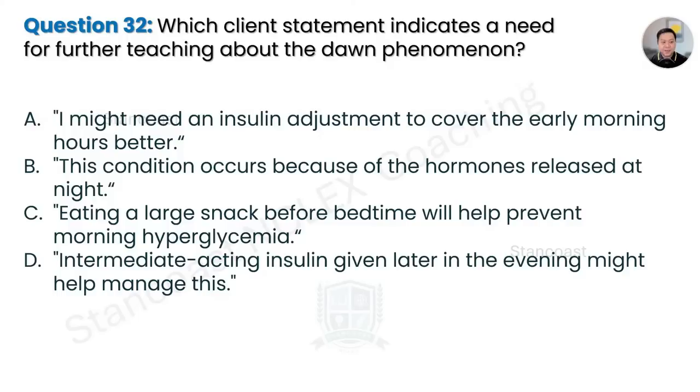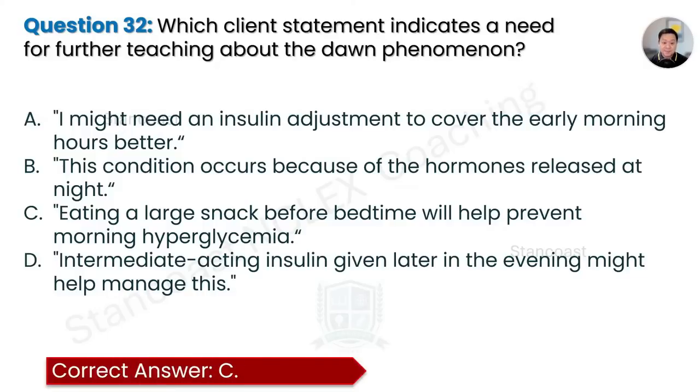Again, the question is about pointing out a statement indicating a need for further teaching about dawn phenomenon. The answer is letter C. Eating a large bedtime snack does not prevent morning hyperglycemia caused by the dawn phenomenon, and this misconception may worsen blood sugar control.